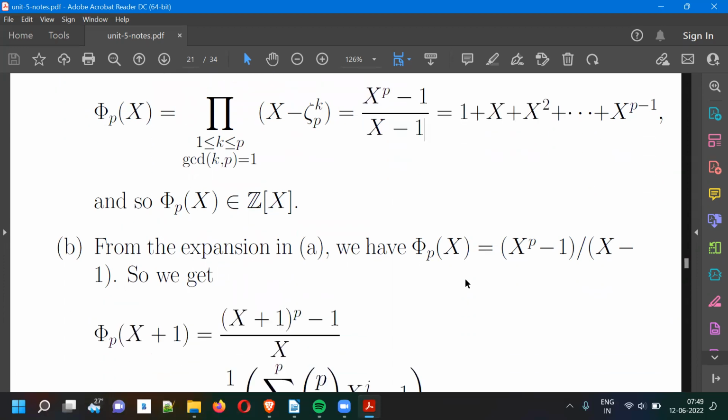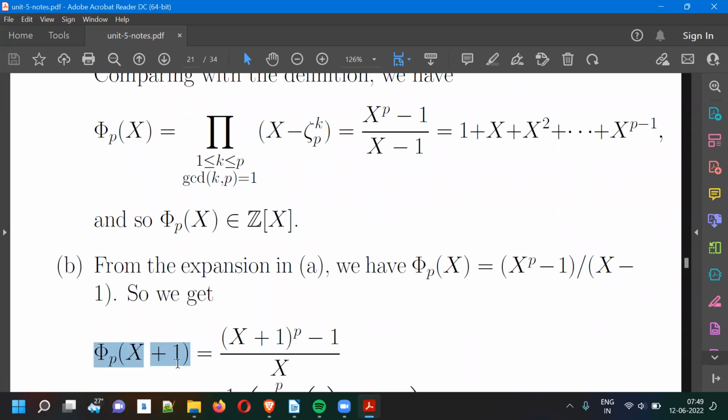So do you see, if I try to evaluate phi p of x plus 1, you remember I mentioned this as a remark earlier. For Eisenstein, you don't need to prove that a polynomial f of x is irreducible. You can prove that f of x plus a is irreducible for any convenient, suitable a, and we will still be done. So you don't really need to show that phi p of x is irreducible. You can show that phi p of x plus 1 is irreducible, and that will also imply that phi p of x is irreducible.